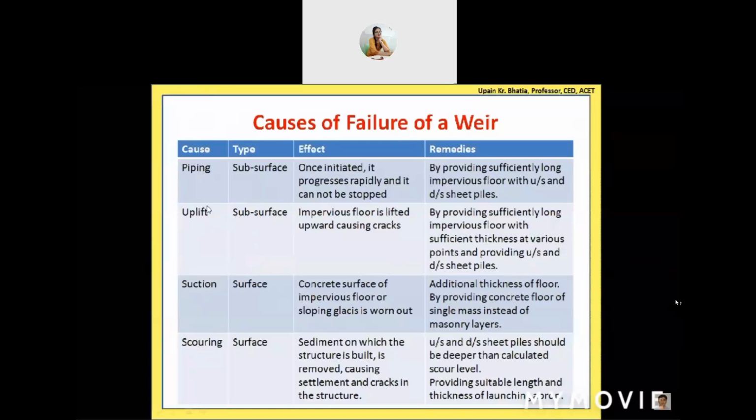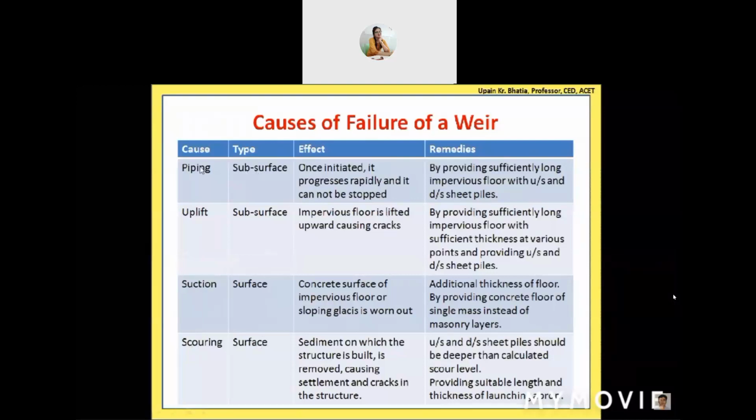Out of these four, the first two, piping and uplift, are caused by the subsurface flow. The water which is flowing through the pore structure of the soil or under the bed, that means inside the bed soil of the river, that flow is causing the failure. Uplift we have discussed in detail as of now. Piping also is something that is happening in the interior of the bed only. To prevent this piping, we provide the inverted filter also. And suction and scouring are caused by the water which is flowing on the upper side, that is the surface flow, which is flowing above this weir.